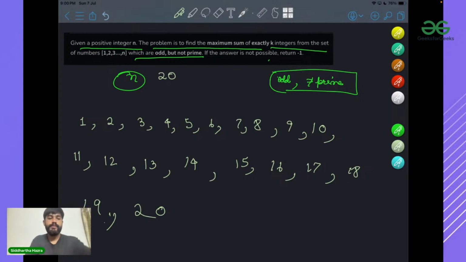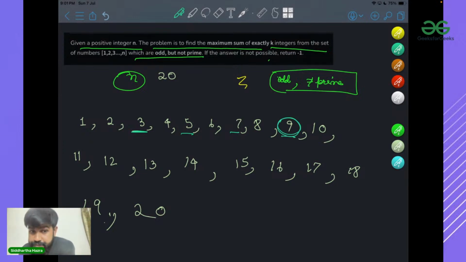Chalo, let's see this. What are the values which are odd but not prime? 3 is odd and it is prime also. 5 is odd as well as prime. 7 is odd as well as prime. 9 is a value which is odd but not prime. So we have a potential candidate here.